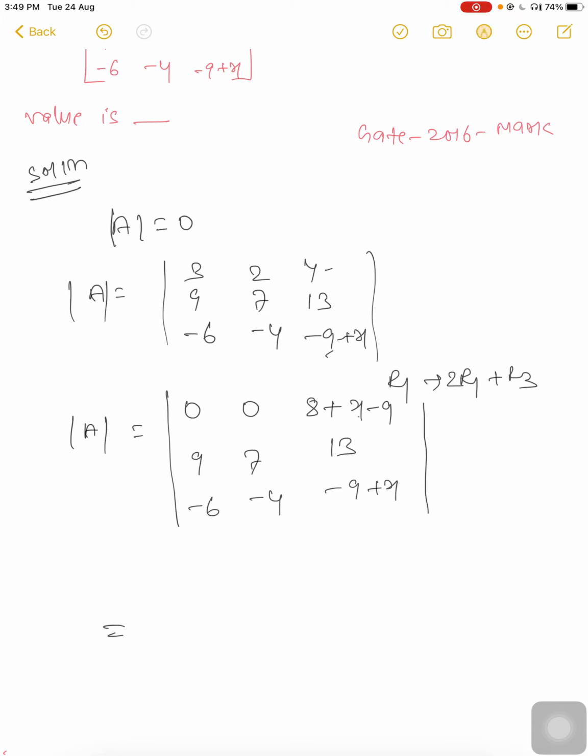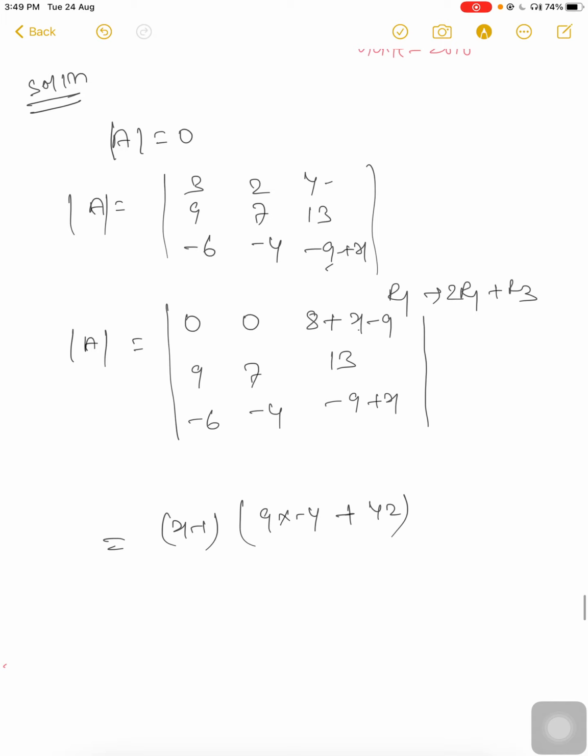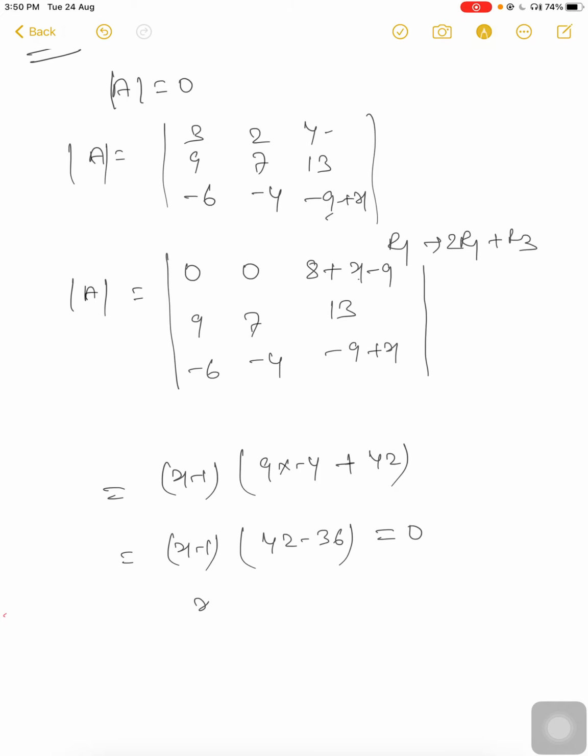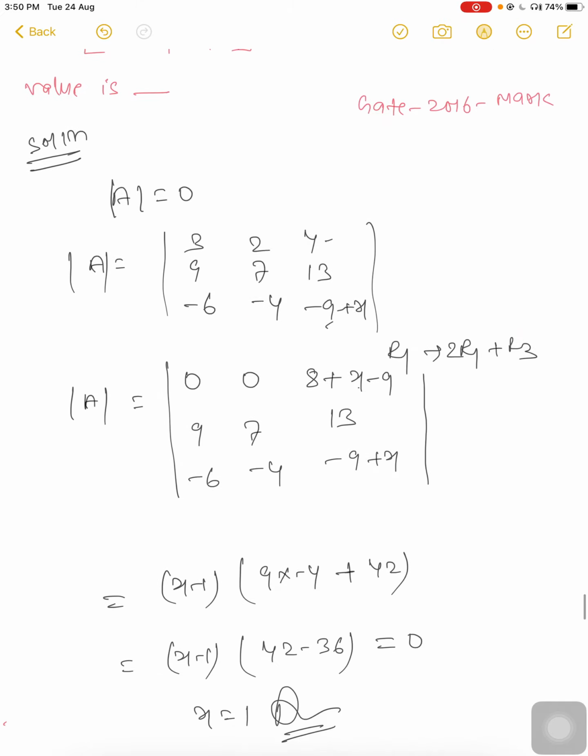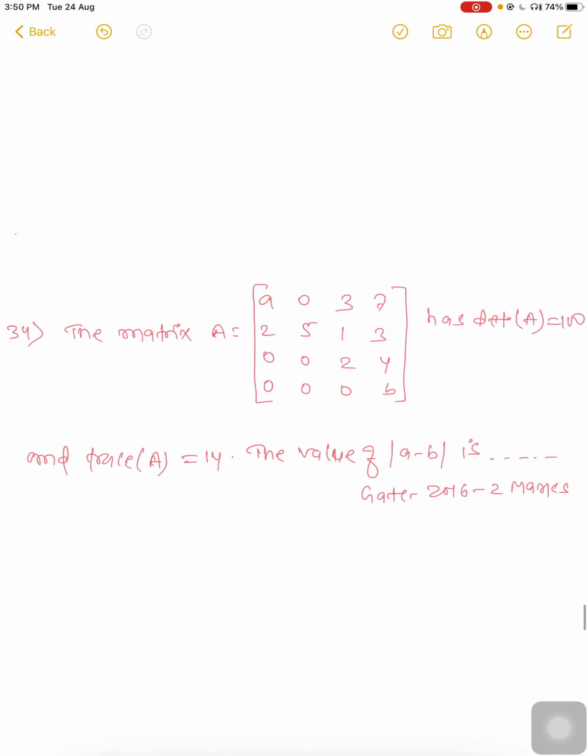So from this term x minus 1, and this one what will happen? 9 into minus 4 plus 42. Then what will happen? x minus 1 and 36 and 42. 42 minus 36, you will get 6 and 0. This one is done, no problem. So x is equal to 1. So answer will be x is equal to 1.